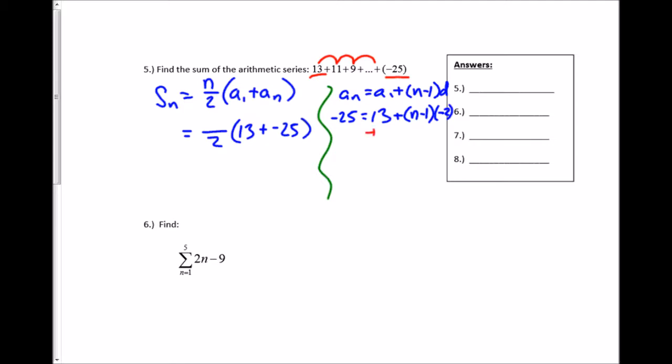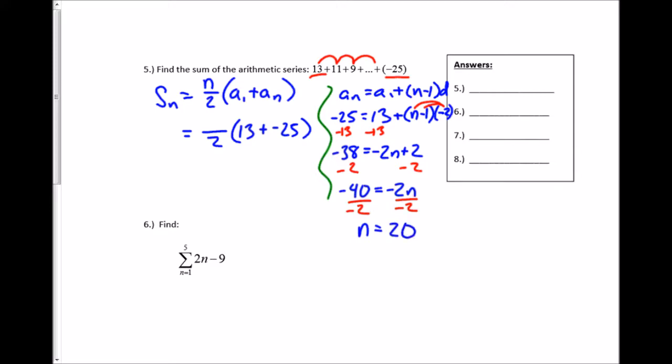And I'm just going to solve this. I'm going to go ahead and subtract the 13 from each side. When I do that, it gives me a negative 38. Here I can distribute that negative 2. So I'm distributing the negative 2. That gives me a negative 2n plus 2. And now I'm going to finish solving this thing. I subtract the 2 from each side. That gives me a negative 40. I divide by the negative 2. And I find out that n equals 20.